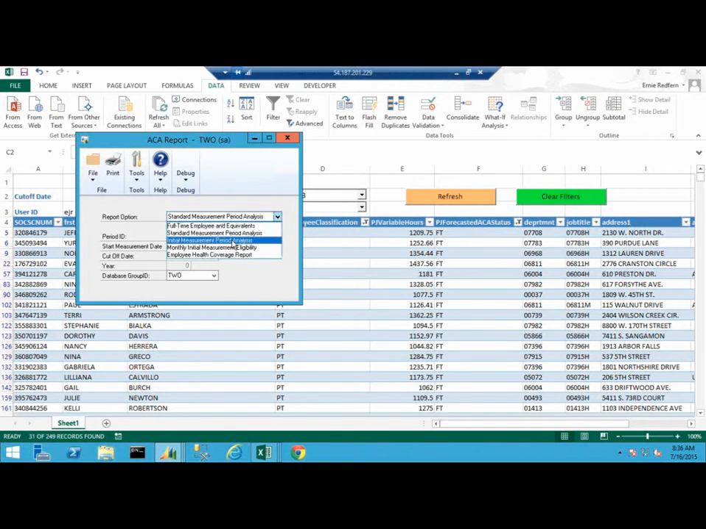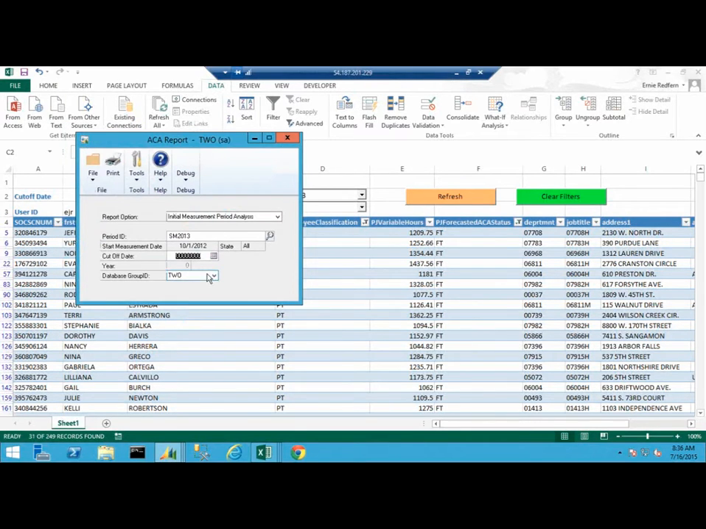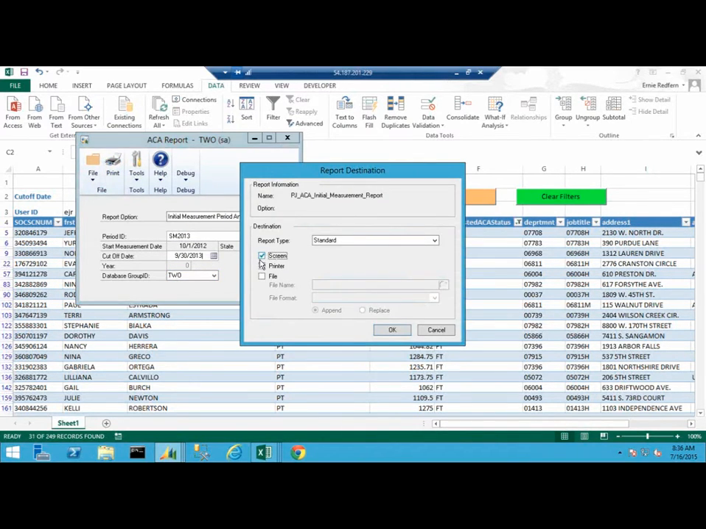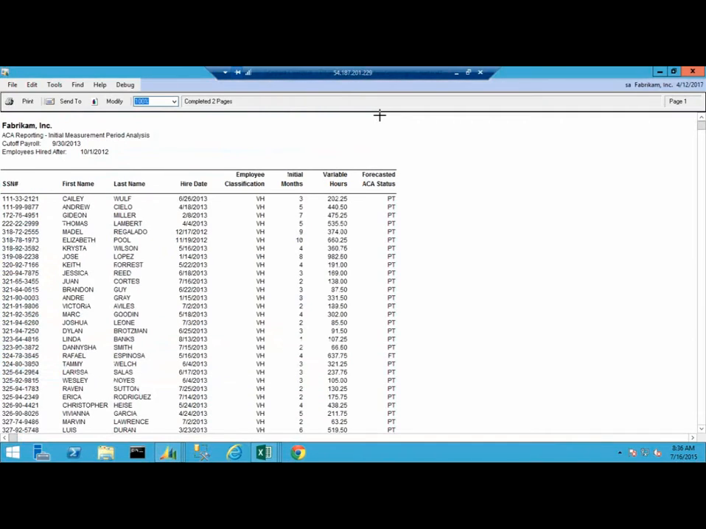Then you also have people during the same period of time that are in their initial measurement period. I'm going to use the same date and print this to the screen. And you see this group of people. Now, notice something about this group: they were all hired after 10/1/2012. It's telling you the number of months in their initial measurement period, how many hours they've worked, and what they're forecasted to be, trending to be.